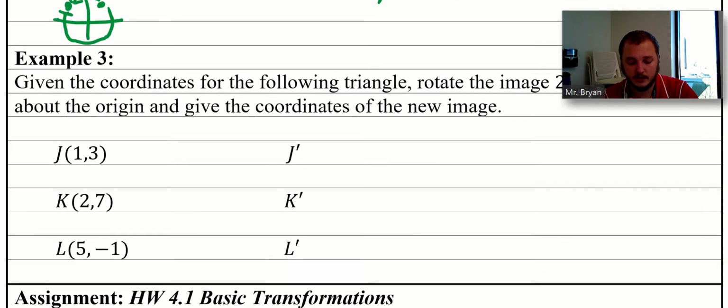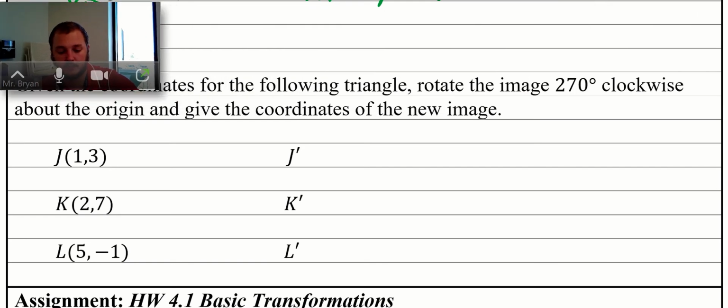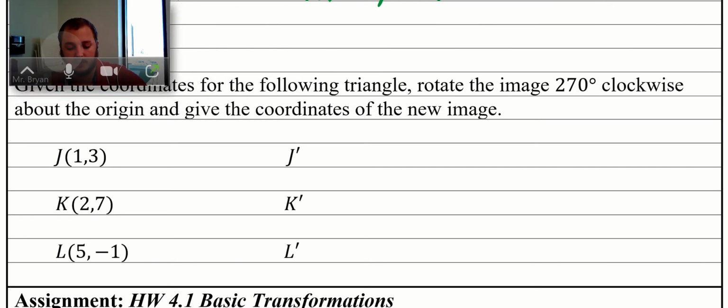Okay, let's look at this here. It says, given these coordinates for the triangle, so notice now we're not given a drawing, we just are given the coordinates. I want to be able to use these rules to show where the shape is going to end up when I rotate it 270 degrees clockwise.